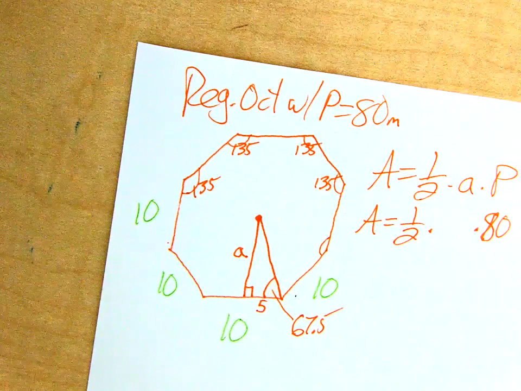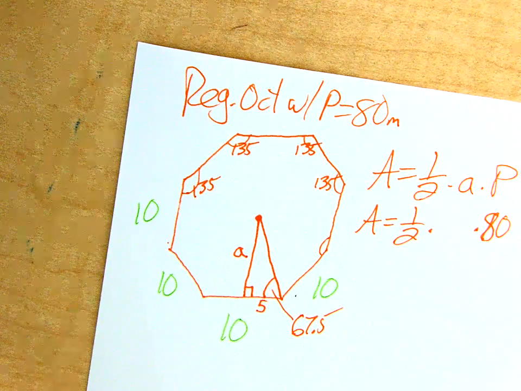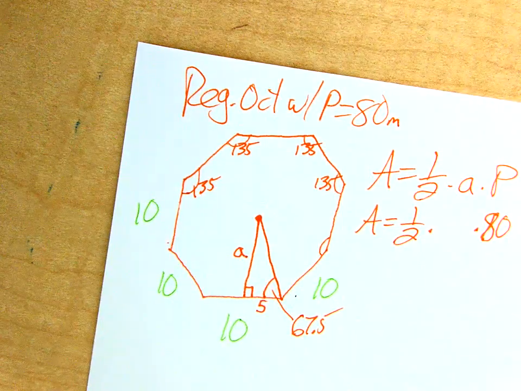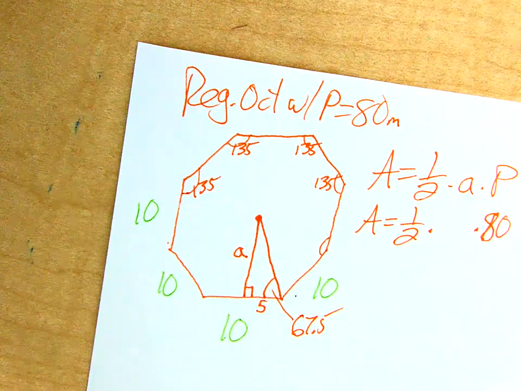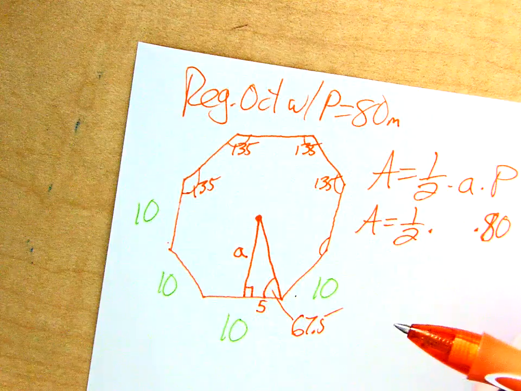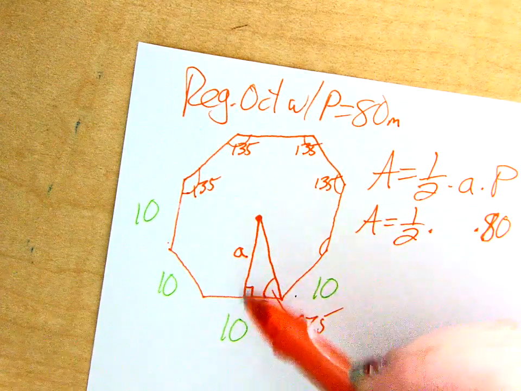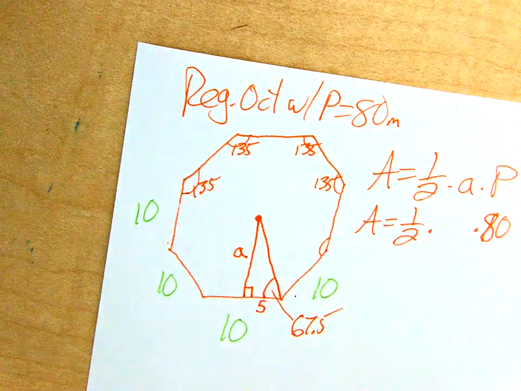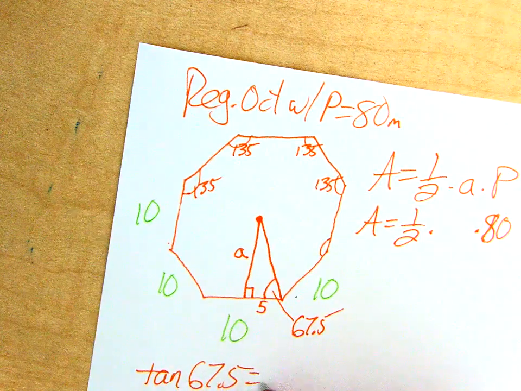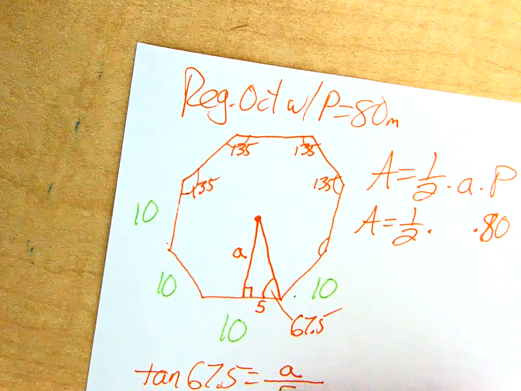Right. This is not a special right triangle, so I'm going to have to use one of my trig ratios. Another reason why I love these problems because it's such a good review, right? You have to think about all this old stuff. Love it. Okay, so which ratio would I use? Tangent in this case, right? Because I'm dealing with the opposite and the adjacent side. I don't care about the hypotenuse in this case. So tangent of 67.5 would equal the opposite over adjacent. So that would be a over 5.